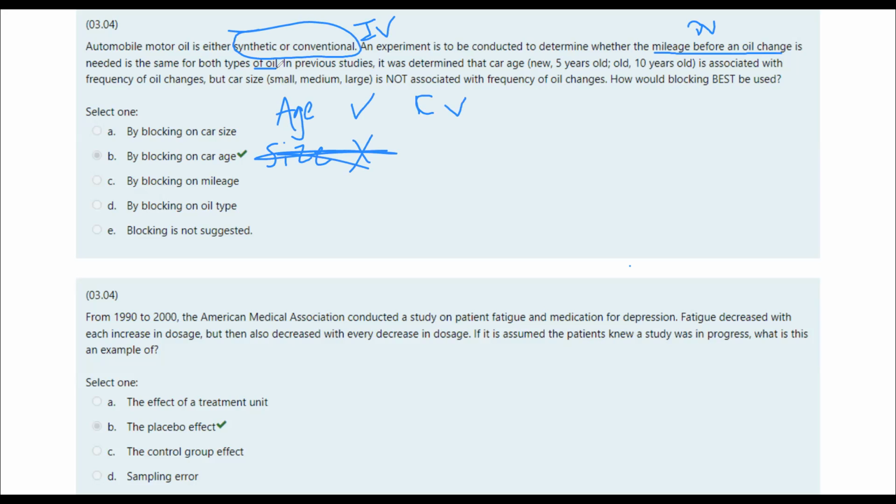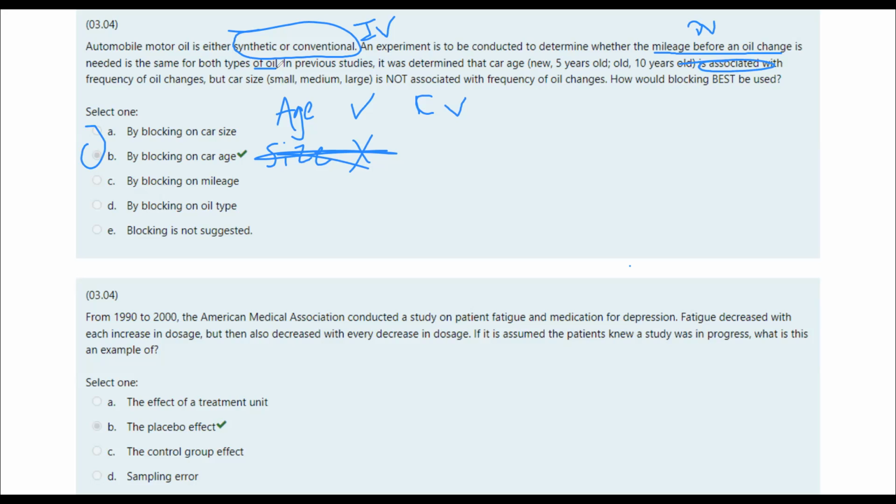What would blocking be used best for? I already made a video on this channel about that. Blocking is simpler than it might seem. Blocking is all about separating your sample into groups based on something that's a confounding variable. That way you can block the effect of it. It's that simple. So age, we are told, is a confounding variable because it said it's associated with it. So we would block by car age. You just block by whatever the confounding variable is.